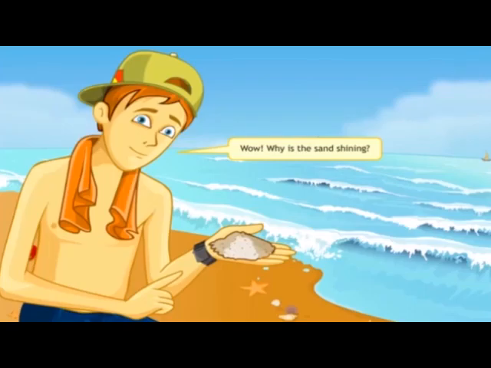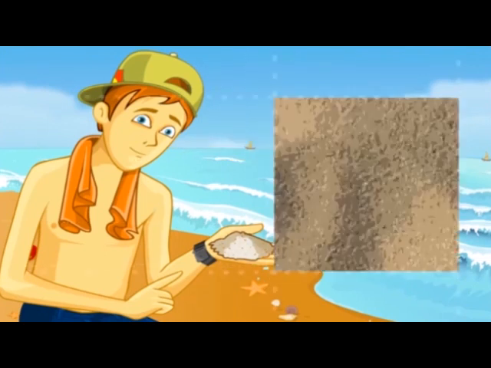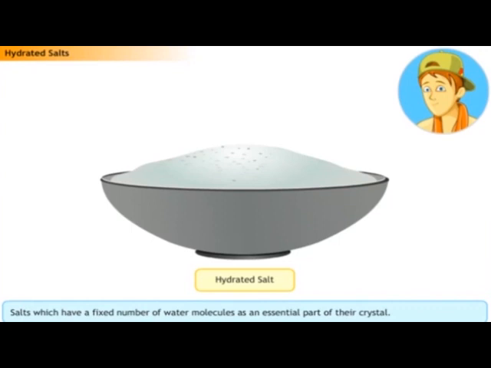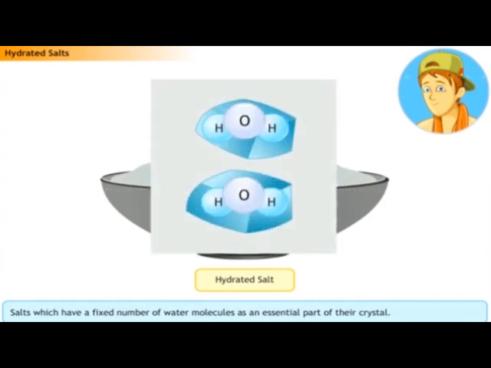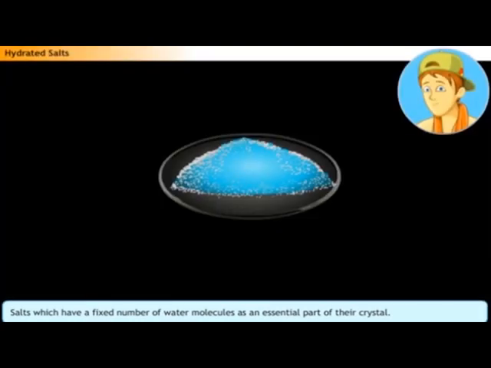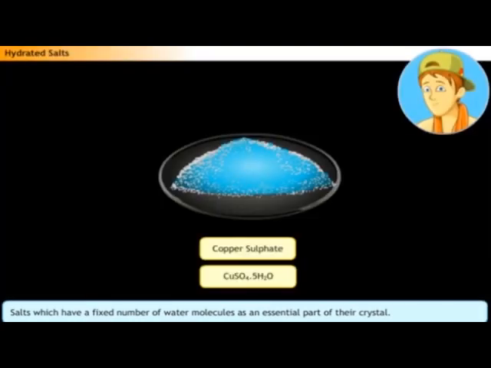Wow! Why is the sand shining? Did you observe that it is crystalline? Similar to sand grains, salts also have a crystalline structure. Moreover, some salts have a fixed number of water molecules as an essential part of their crystal. These water molecules which form the part of the crystal are called water of crystallization, and such salts are called hydrated salts. For example, in your laboratory, the blue-colored copper sulfate is copper sulfate pentahydrate.